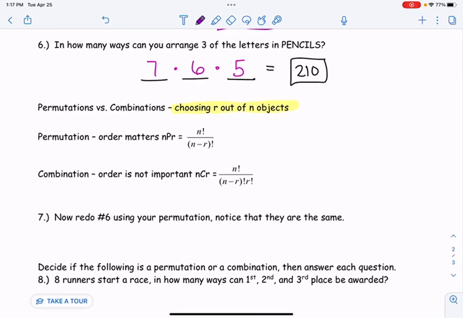We can now redo number 6 using a permutation. How many ways can I rearrange 3 out of those 7 letters? So that would be 7 permutating 3. And again, you're going to hit the 7, go to math, scroll over to probability, and down to number 2, your permutation, then hit the 3, and that should give you 210.